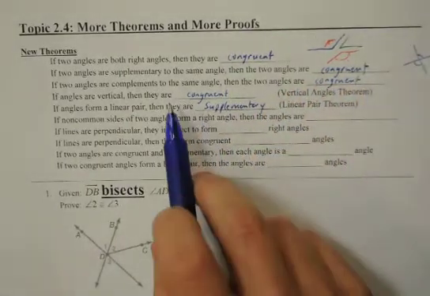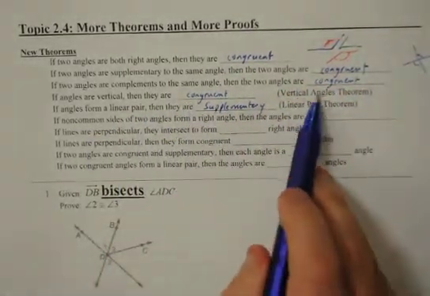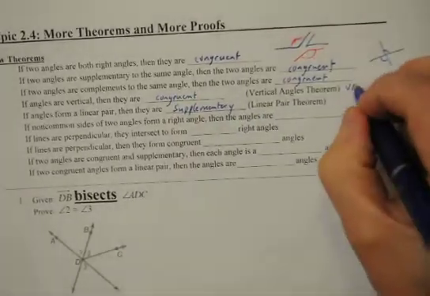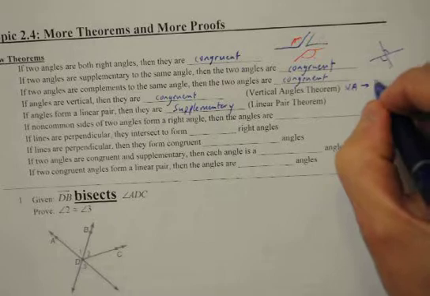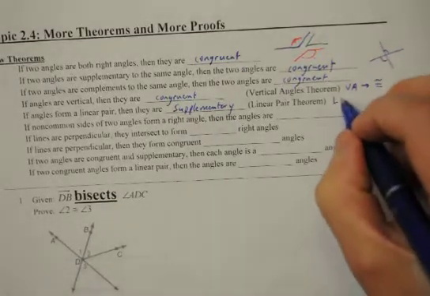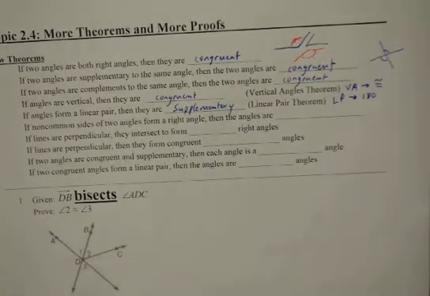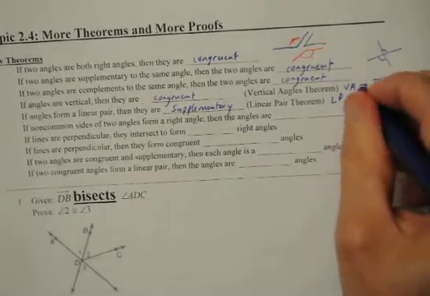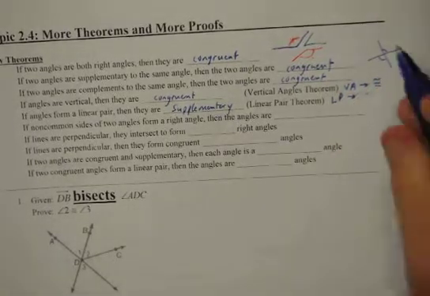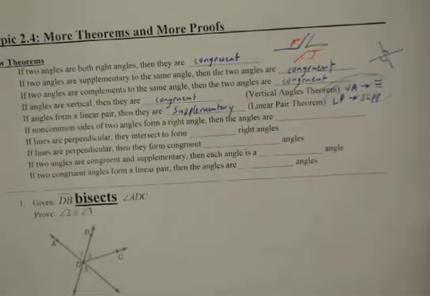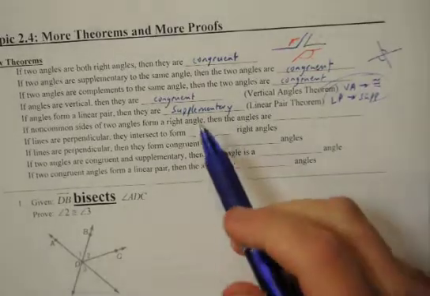So these two are big ones. They have their own names. That's called the vertical angle theorem. That's called the linear pair theorem, which says vertical angles imply congruent and linear pair implies supplementary, or adding up to 180. I should be formal here and put supplementary. So these two, definitely keep those in your head. Those are good tools to have.